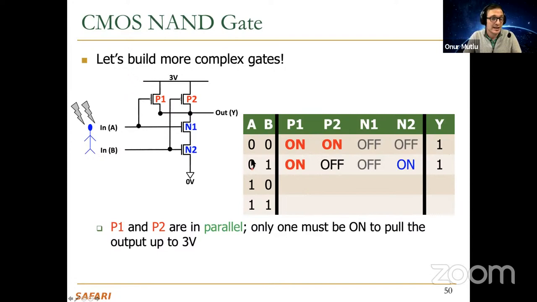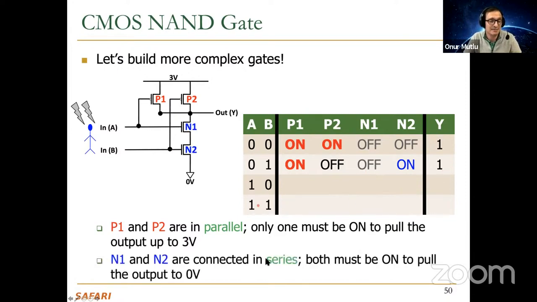Okay. If A is 0, B is 1. Because these are in series, again, these both need to be 1 to conduct. These do not conduct. At least one of these needs to be 0. As a result, P1 conducts. As a result, 3 volts gets connected to the output over here. Even though P2 doesn't conduct, it doesn't matter, right? But N2 is on, but it doesn't matter either because N1 is off. Okay, so you get a 1 over here.